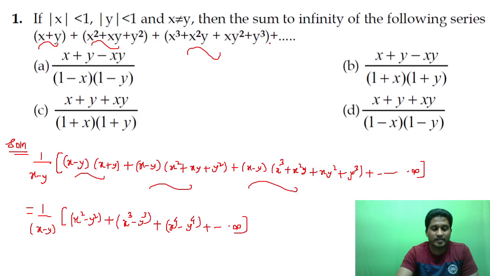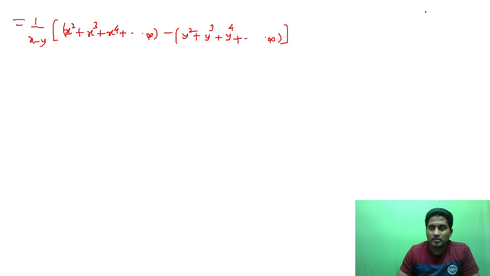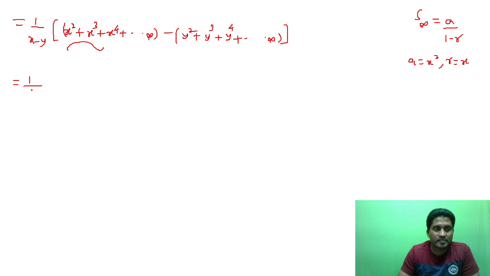So this is an infinite geometric series. S infinity is equal to A divided by 1 minus R, where A is the first term and R is the common ratio. Here the first term will be equal to x square and the common ratio will be equal to x. So you get 1 upon x minus y into S infinity, A by 1 minus R, x square divided by 1 minus x. Similarly this is y square upon 1 minus y.